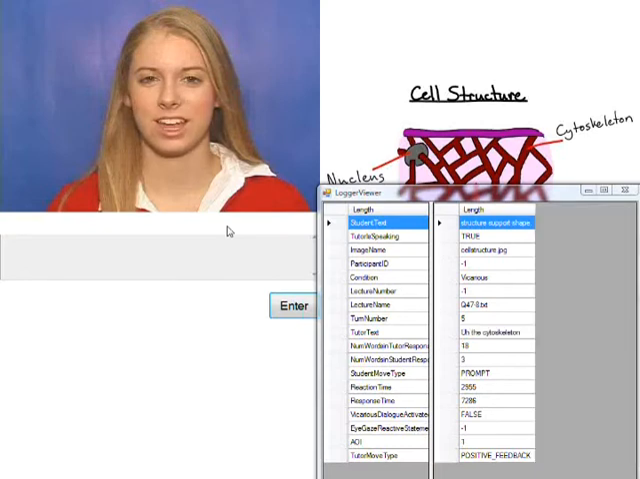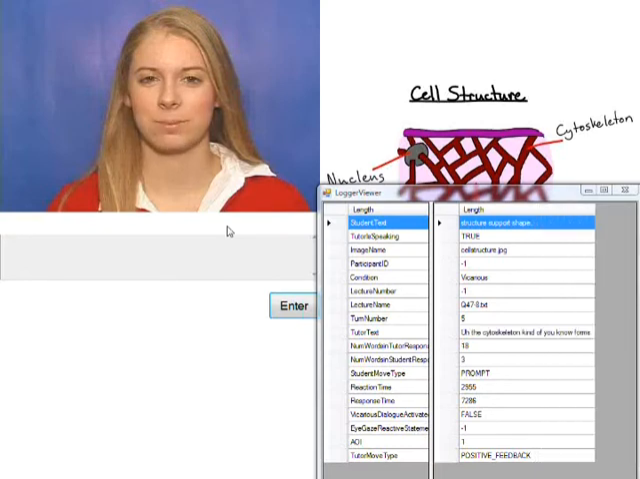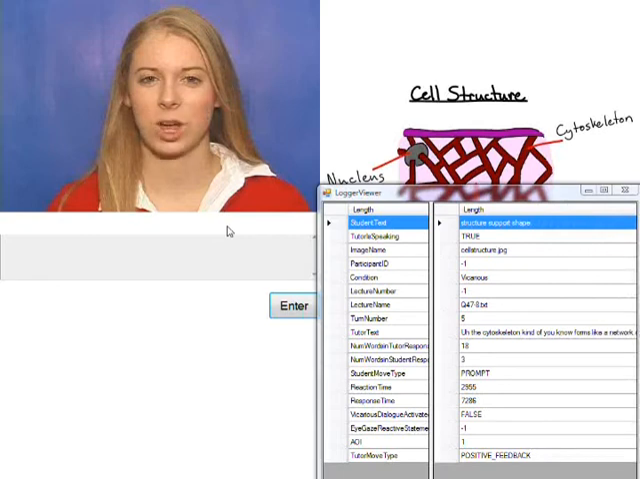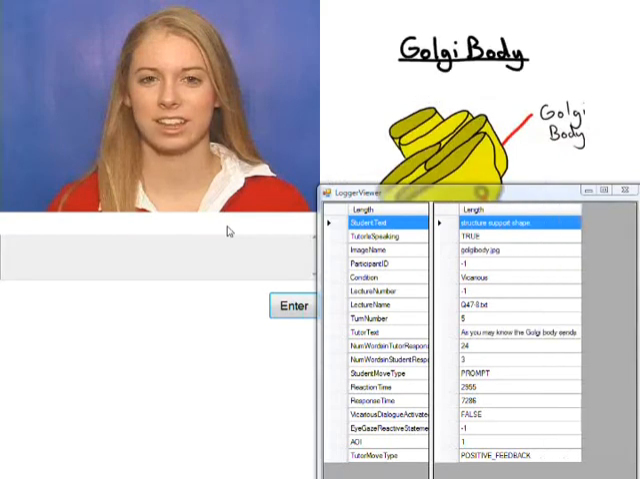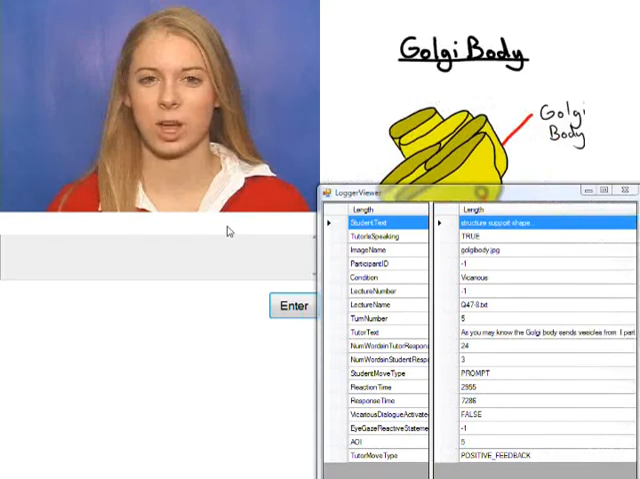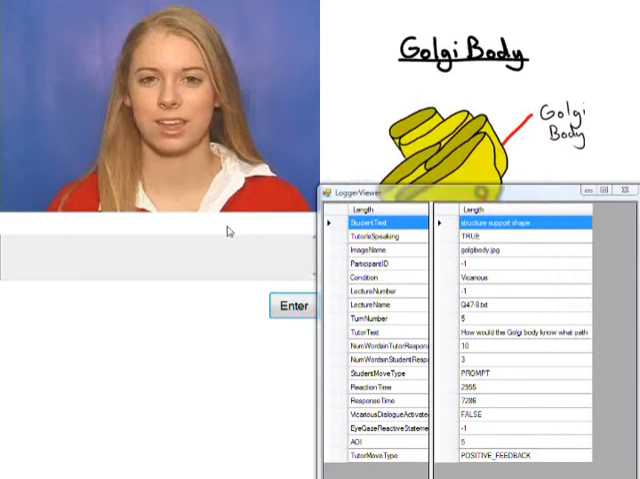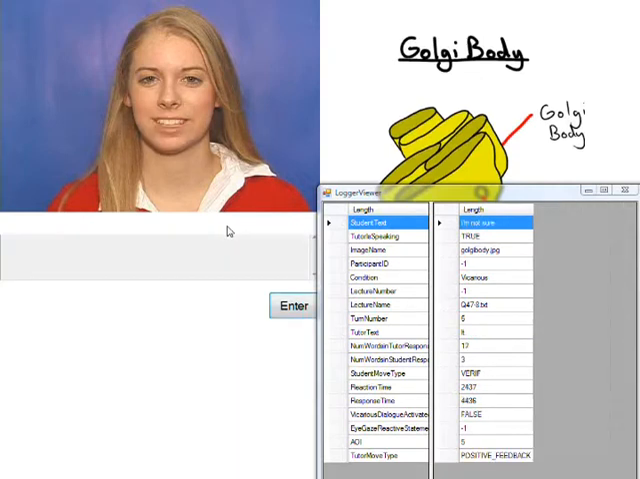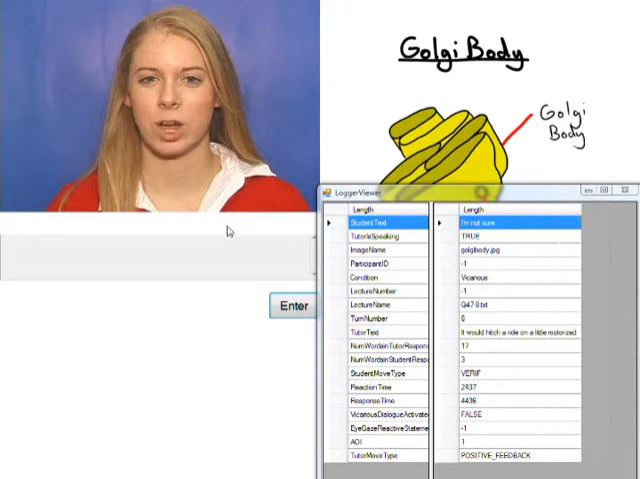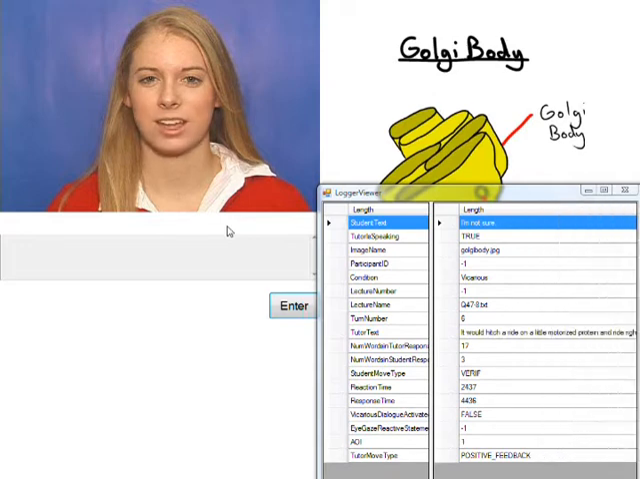The cytoskeleton forms like a network of these structures inside the cell. As you may know, the Golgi body sends vesicles from one part of the cell to the other or completely out of the cell. How would the Golgi body know what path to follow? It would hitch a ride on a little motorized protein, and ride right along the cytoskeleton, right?